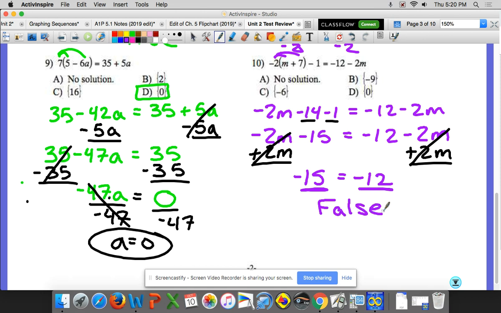false statement. And since it's a false statement, what that means is nothing will work. There is no solution to the variable. So your answer is going to be A. Just remember, anytime you get a false statement, it is going to be no solution.